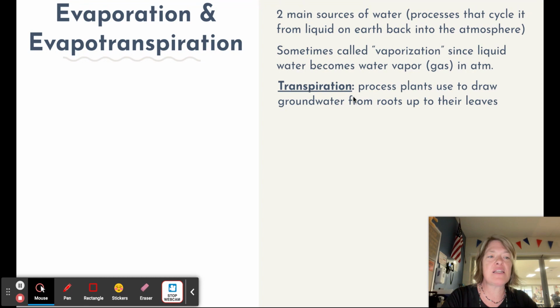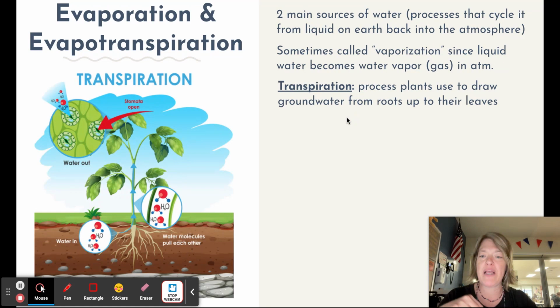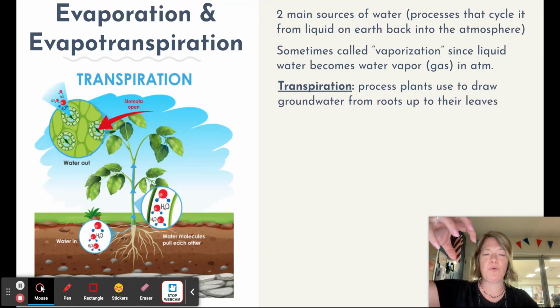This is the process that plants use to draw groundwater from their roots up into their leaves. This is all based on pressure within the plant that causes that water to be pulled up.